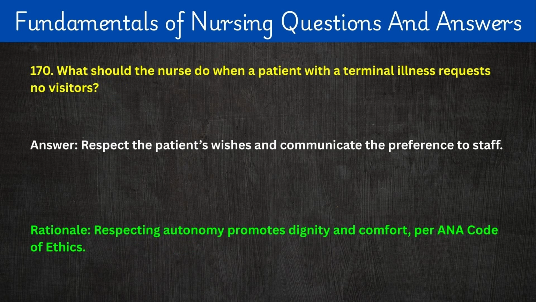170. What should the nurse do when a patient with a terminal illness requests no visitors? Answer. Respect the patient's wishes and communicate the preference to staff. Rationale. Respecting autonomy promotes dignity and comfort, per ANA Code of Ethics.